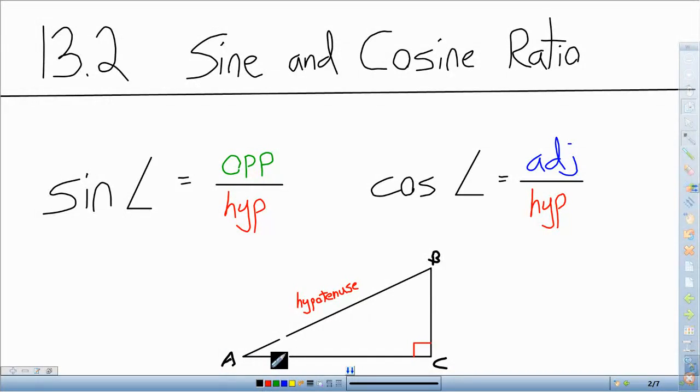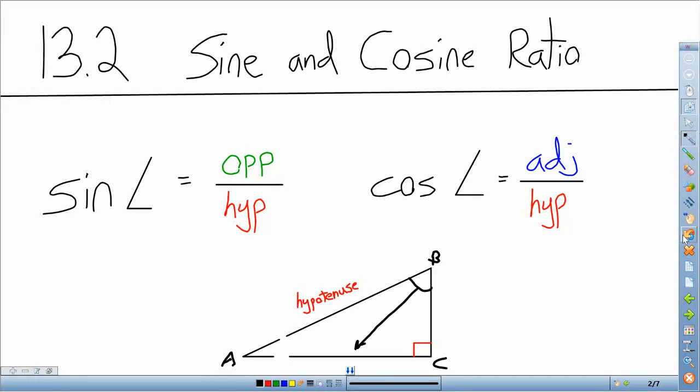Another example, if we were looking at angle B, the side opposite angle B would be this one, and again the hypotenuse would be this. It's the same idea with cosine. Cosine is adjacent over hypotenuse. If we're looking for cosine of B here, adjacent means the leg that is touching the angle that is not the hypotenuse. So adjacent would be this one, and again the hypotenuse would be this. That's the focus of today.